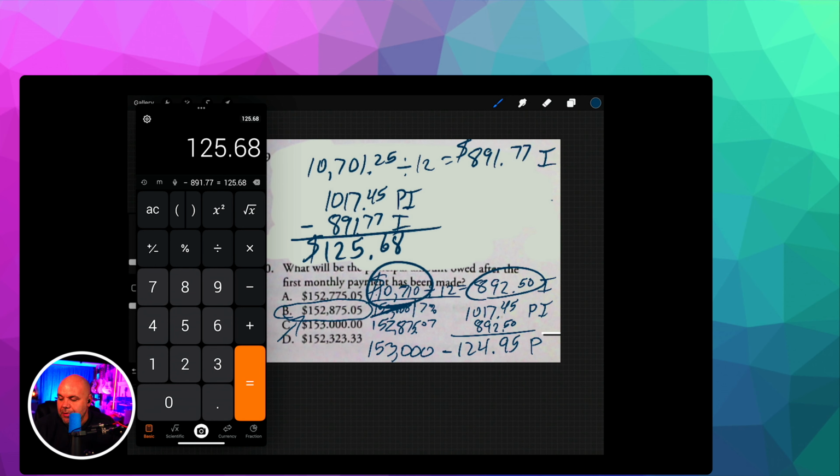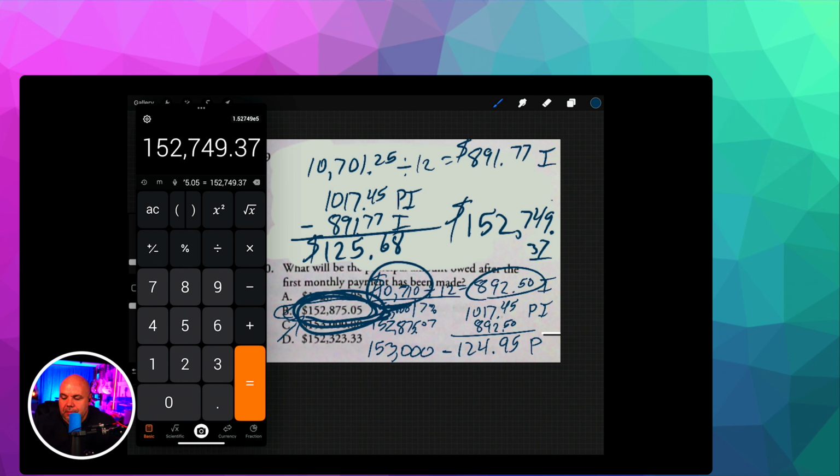And our P this time is 125.68 compared to what it was last time, 124. Pitifully small amount, depressingly small amount of progress, right? But we take that P and we subtract it from the loan balance we got last time, 152,875.05. So our loan balance after the second month would be 152,749.37.